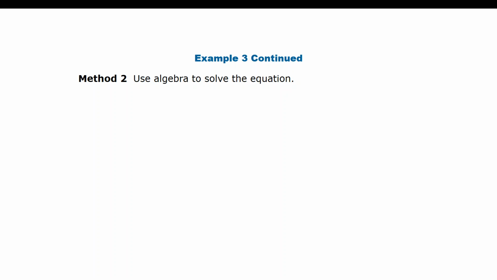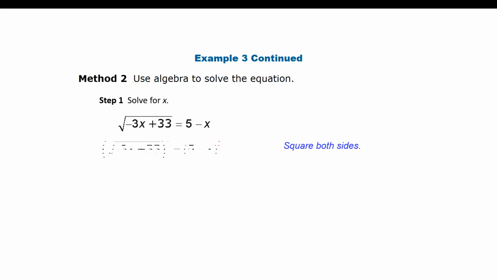method of solving this is using algebra, which is the way I prefer doing it. It just seems easier for me. The first thing I need to do is go ahead and solve for x, so I'm going to square both sides. Now notice when I square both sides, I can't just say this is 25 minus x squared. That's wrong. I have to actually say 5 minus x, and then I have to actually multiply by foiling this out. Okay, so you're going to have to FOIL that out.